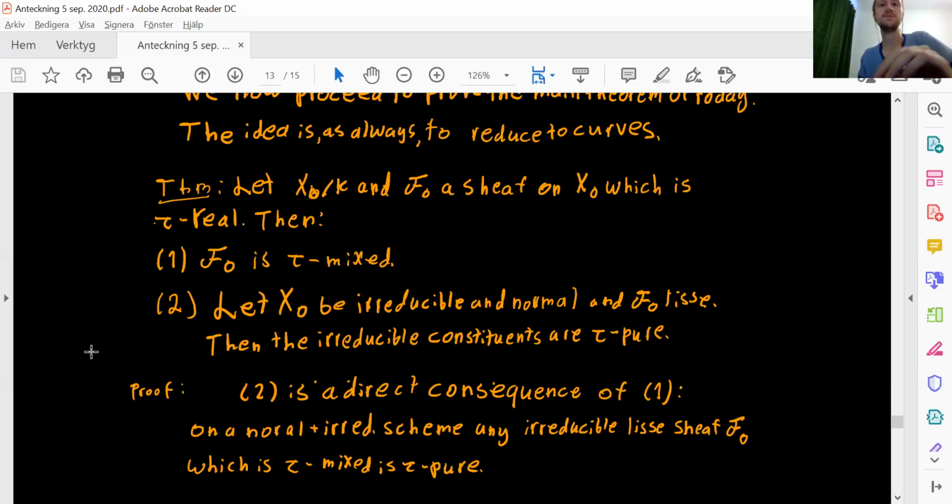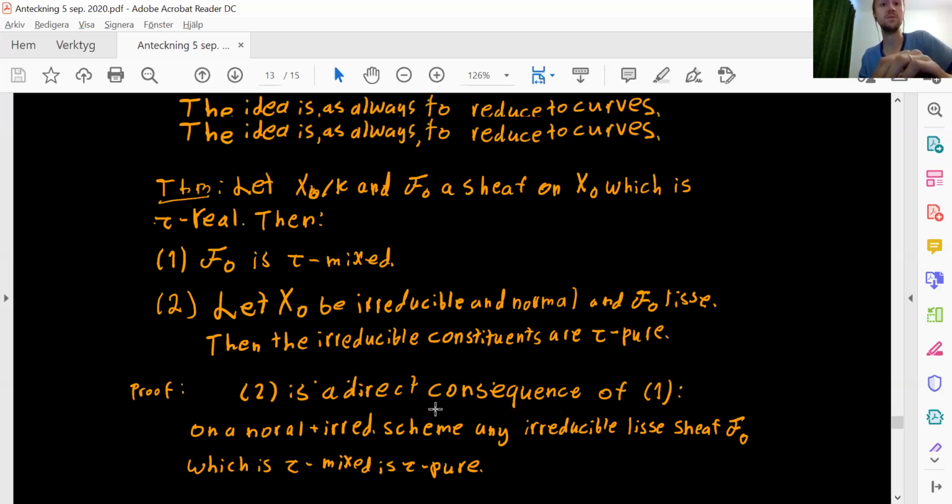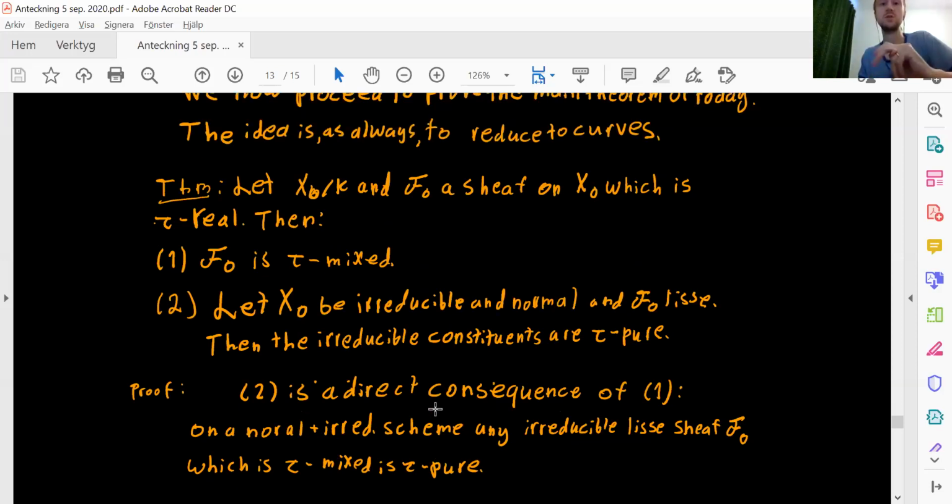So now I want to say that 2 will be a direct consequence of 1, because when we have a normal and irreducible scheme, when we have an irreducible lisse sheaf F0, which is tau mixed, it will be tau pure. This is a theorem from before. I will not prove it, but it was mentioned. I think it's mentioned as a consequence of the semi-continuity that Ariel proved. So we will just prove 1 here. So that if we have F0 sheaf on X0, which is tau real, then it's tau mixed.